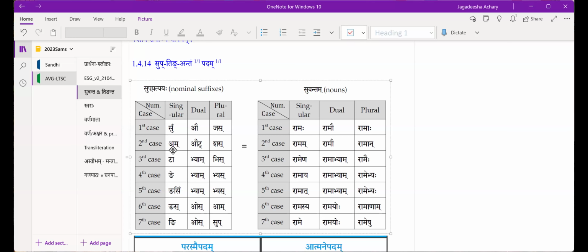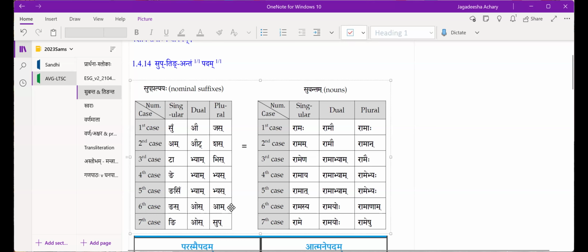Panini Sutras come in and say if it is akaranta, this rule applies. If pullinga, something else happens. If it is strilinga, some other thing happens. But these pratyayas are the same. The linga and ending of the pratipadika determine the final result. So the supratyayas are the same, whether it's pullinga, strilinga or napumsakalinga.